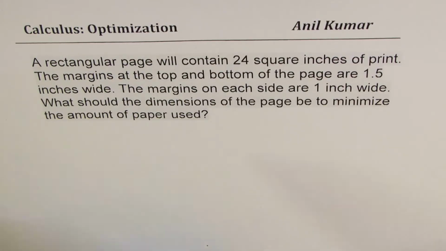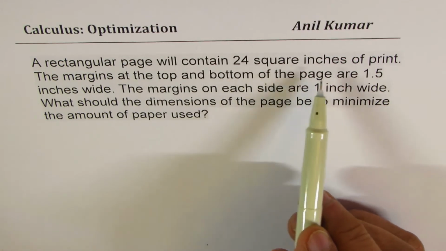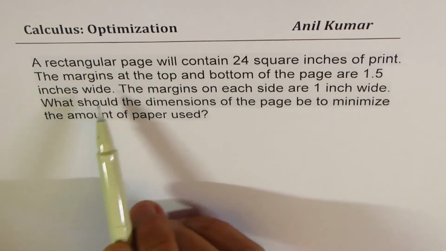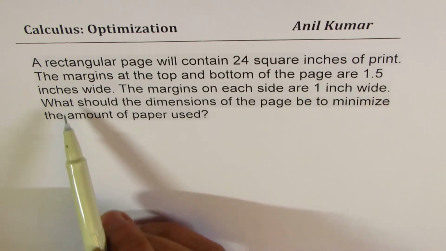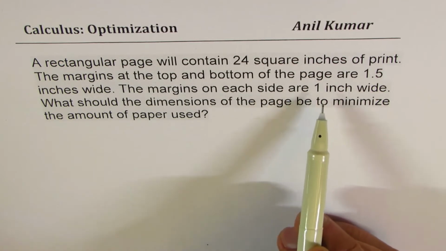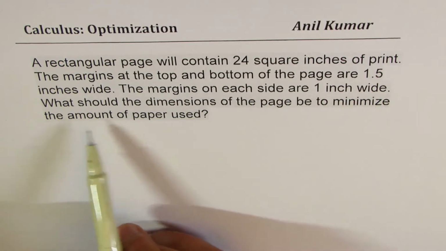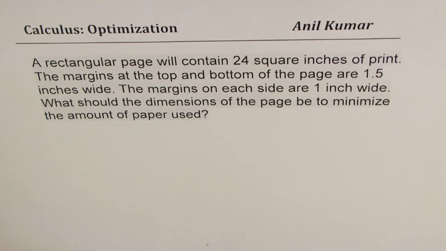The question here is, a rectangular page will contain 24 square inches of print. The margins at the top and bottom of the page are 1.5 inches wide. The margins on each side are 1 inch wide. What should the dimensions of the page be to minimize the amount of paper, right?